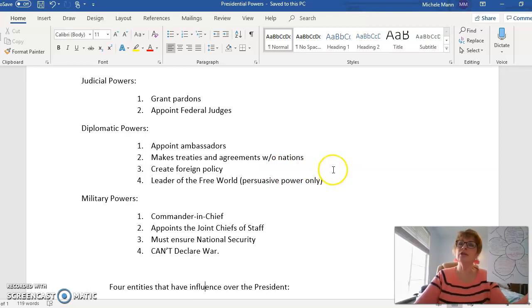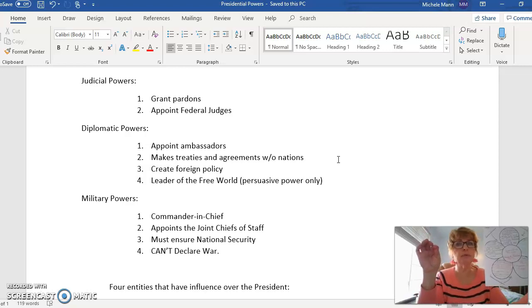He is the leader of the free world. Ever since World War II, through the Cold War, we've been dubbed this. But it is persuasive power only. So we use the carrot and the stick. We can say, here's some nice free grain. The United States always produces more grain than we need to feed our people. So we sometimes either sell that at a really low price or give it to other nations that are short on food if they will go along with what we want them to do.